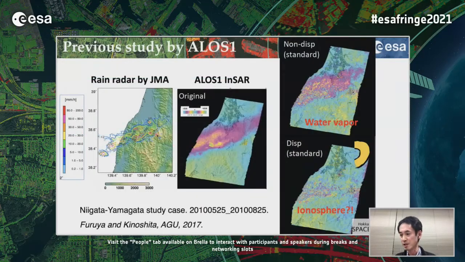But this is a previous study several years ago. We have applied the split spectrum method to ALOS-1 InSAR acquired during a heavy rain. On the left, you see the rain radar map by Japan Meteorological Agency. As you notice, the rain rate was exceeding 50 millimeter per hour or more in places. And the original interferogram apparently indicates the presence of phase anomalies associated with the huge amount of water vapor. But if we apply the split spectrum method to this interferogram, we will get this. Clearly, the non-dispersive phase is due to the water vapor, but these localized anomalies in dispersive phase are very unlikely due to ionosphere.